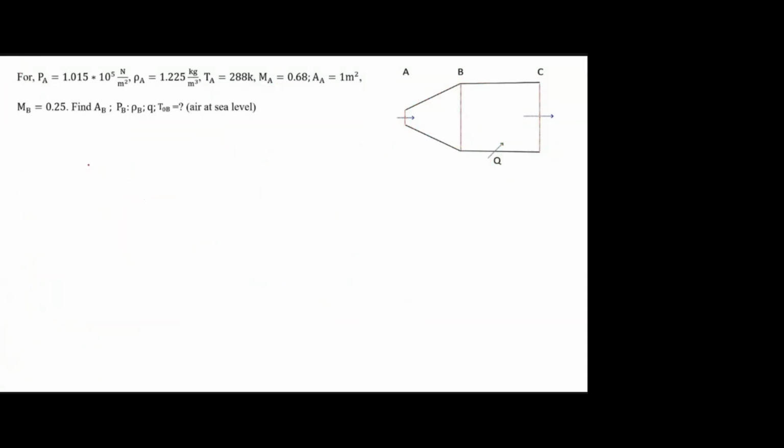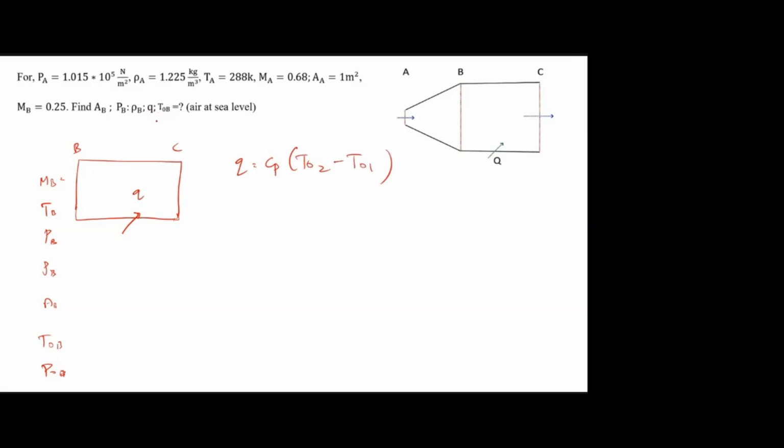Now take the second duct, station B, station C. I know the Mach number, temperature, pressure, density, area, T naught B, P naught B, everything. And there is some heat transfer that they are asking us to find. So what is the Q value? Q formula? Cp into T naught 2 minus T naught 1. Very good. Cp times T naught 2 minus T naught 1.